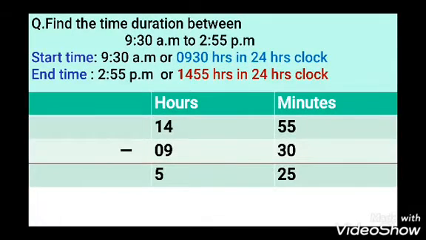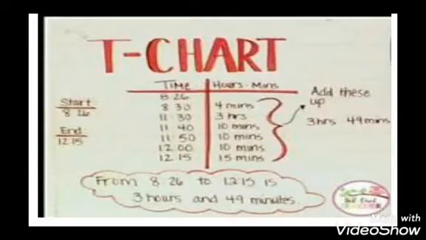Now using addition and subtraction, same question, start time 9:30 a.m. We will convert it into 24-hour clock. It is 9:30 hours. Then end time is 2:55 p.m. or 14:55 hours. We have converted the time into 24-hour clock time. So this is 14 hours 55 minutes. We do the subtraction. 55 minus 30 is 25 minutes. 14 minus 9 is 5. So the time elapsed is 5 hours 25 minutes.